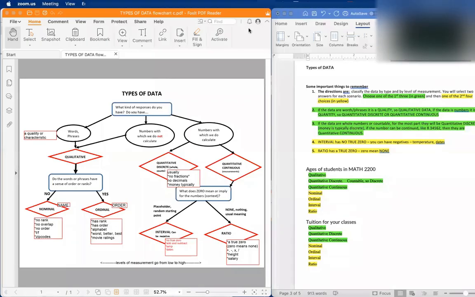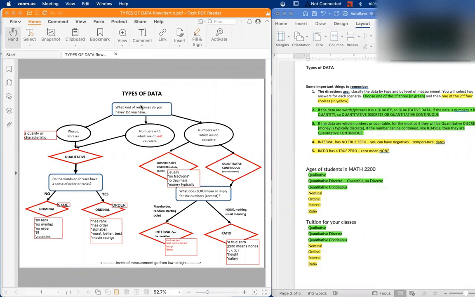Okay, this is for help on types of data. Looks like you can see my screen and everything's looking good. So I want to remind you that there are some important things to think about while you're working with types of data. I want to kind of walk through the chart with you, and then we will go from there.